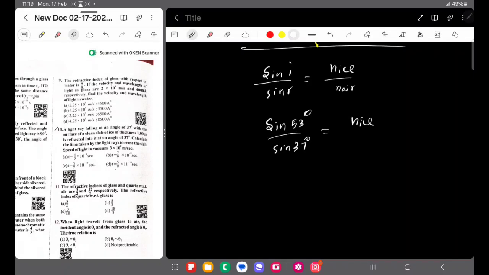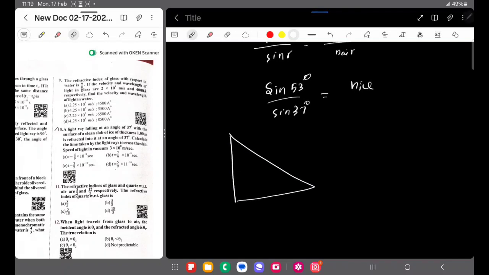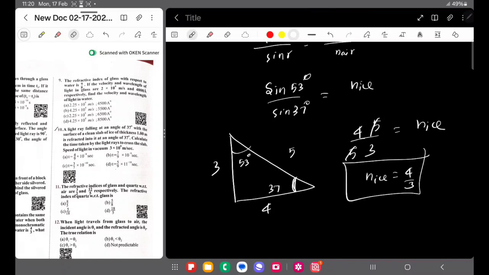We know the 3, 4, 5 triangle, right? It's a 3, it's a 4, it's a 5. This angle is 53 and this angle is 37. So sine of 53 is equal to what? It's simply 4 by 5. Sine of 37 is equal to 3 by 5. So the 5 will get cancelled off. So the refractive index of the ice is equal to 4 by 3. I got the refractive index of the ice as 4 by 3.